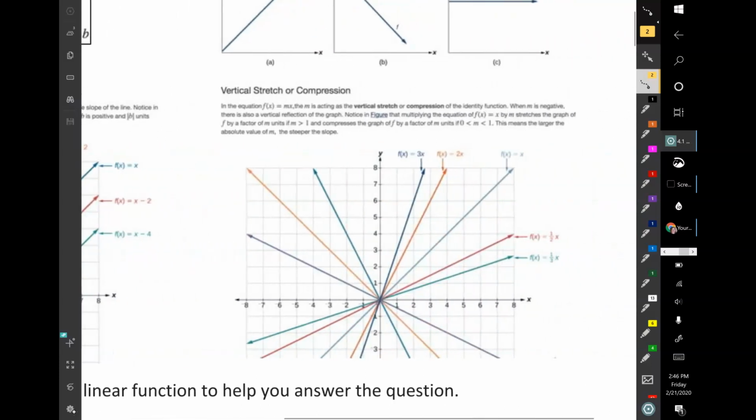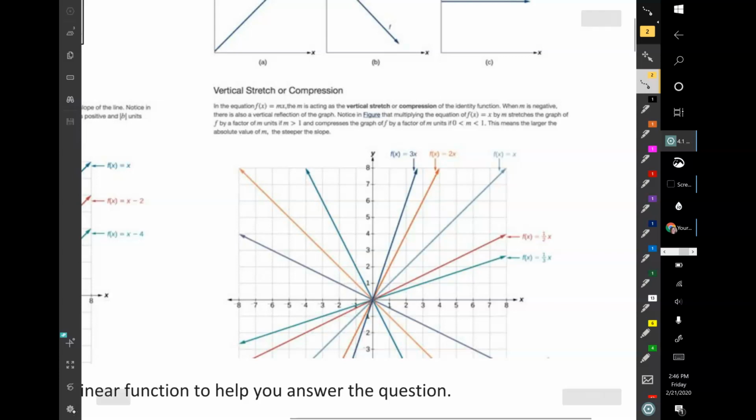Stretches and compressions are over here. That's when we're multiplying it and our slope is going to change. So if you can see, the parent one is right in the middle here. I'm highlighting it, f of x equals x. And then if we have a steep slope like this, f of x equals 3x, that is a stretch. And here's a compress down here with a fraction. So we'll talk a little more about that later.